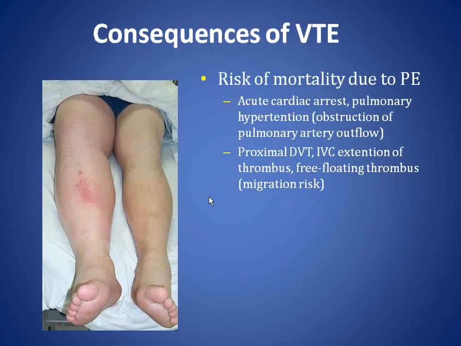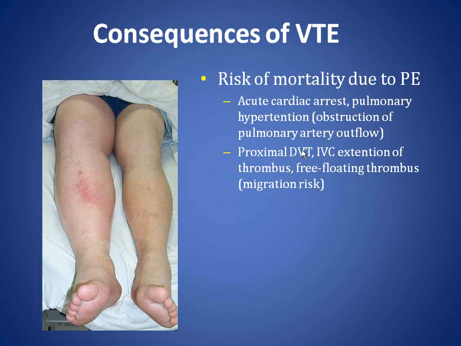What are the consequences? The mortality is more or less due to PE. A DVT isn't necessarily going to kill you. A PE is. So what happens? An acute cardiac arrest, pulmonary hypertension, because maybe you have a saddle PE and the blood can't get out of the pulmonary artery.